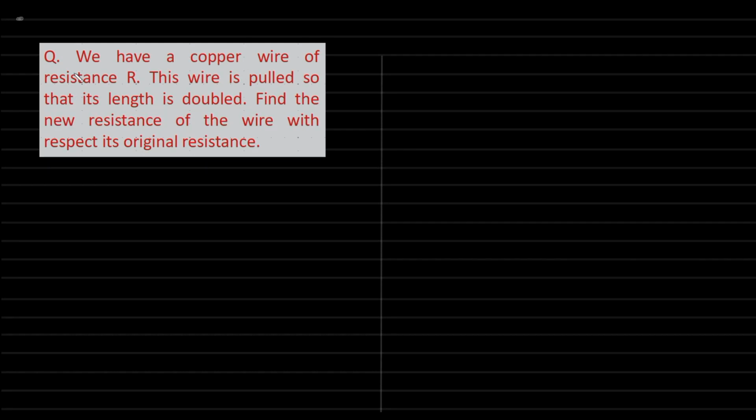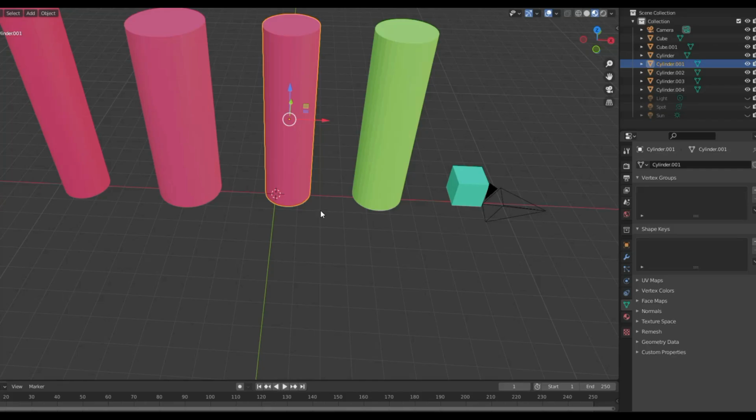The question is all red because it's an important question and you guys need to learn it properly. We have a copper wire of resistance R. This wire is pulled so that its length is doubled. Find the new resistance of the wire with respect to its original resistance. So let me explain the question in this way.